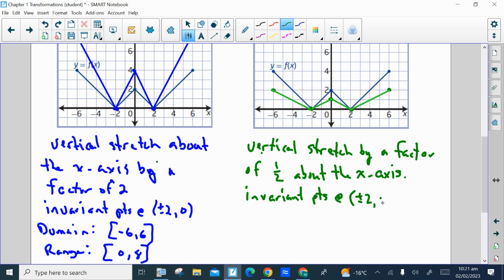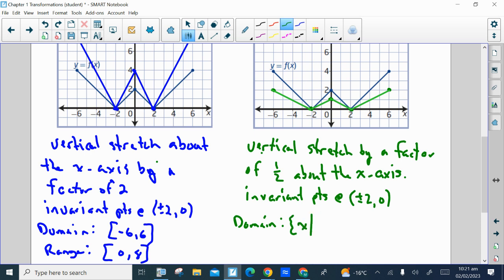Same ones as the previous one, plus and minus 2, 0. Our domain did not change because our transformation was vertical, not horizontal. So our domain did not change. And in fact, in this case, let's do this using set notation because this is the other way we can express.